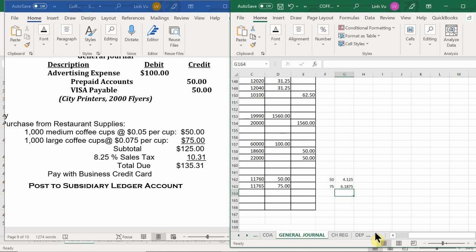For the medium one, we have $4.25, and for the large one, $6.85. That's the tax for this. For the large one, it's 75 plus 6.85, so we have the cost of the large one at $81.85.